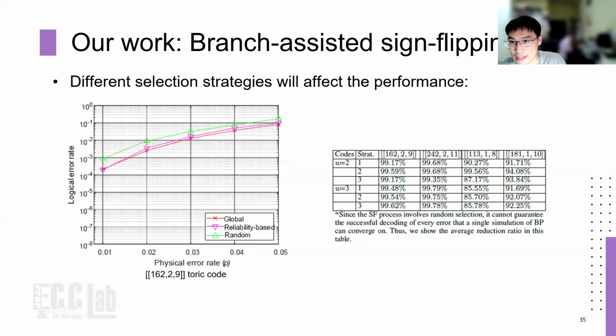So it is shown that different selection strategies will affect the performance. For the toric code, the global and reliability-based selection provide better performance. We also list the reduction ratio for unsolvable weight 2 and 3 errors by combining the side-flip process. You can see the reduction ratio is about 90%. But since the process involves random selection, it cannot guarantee success each time.